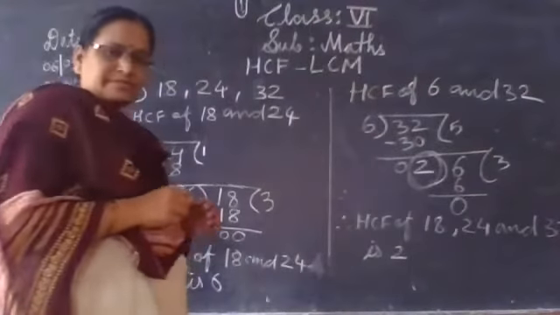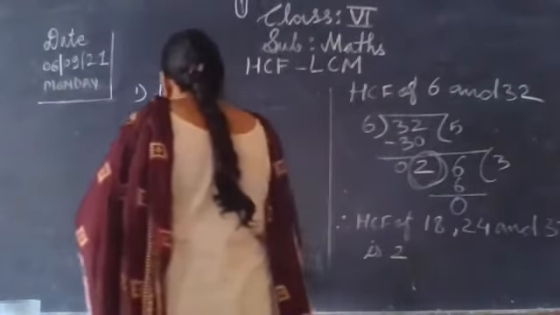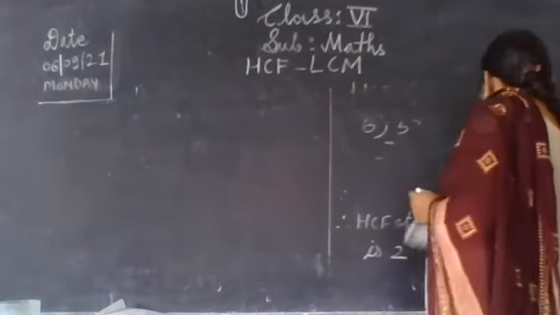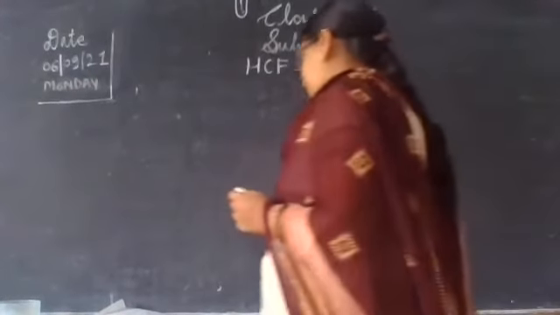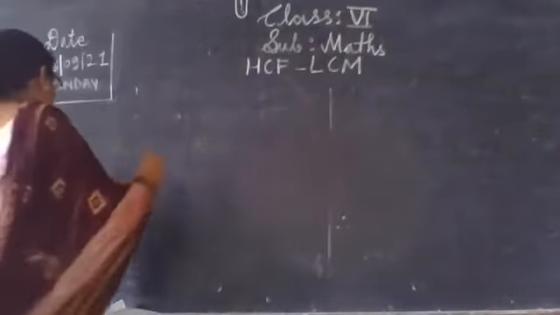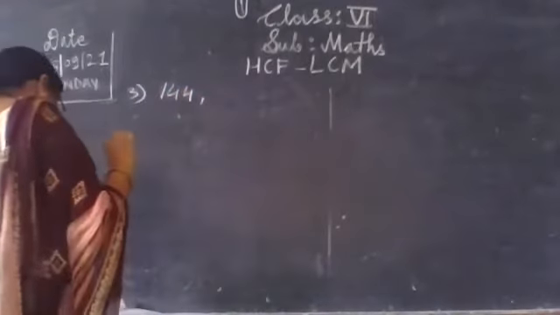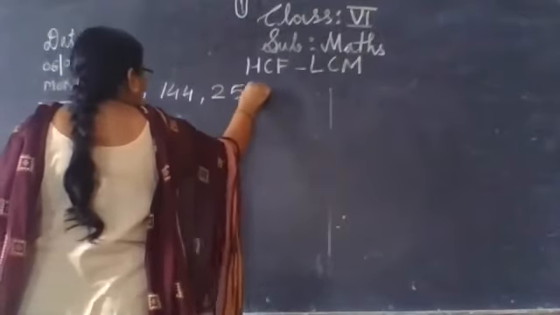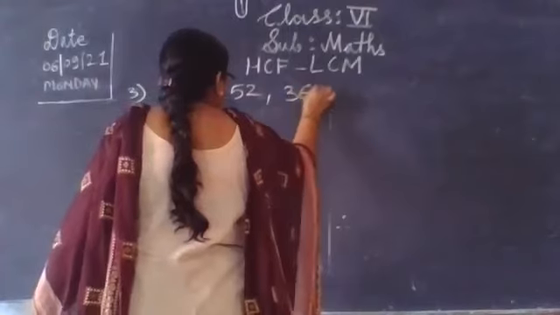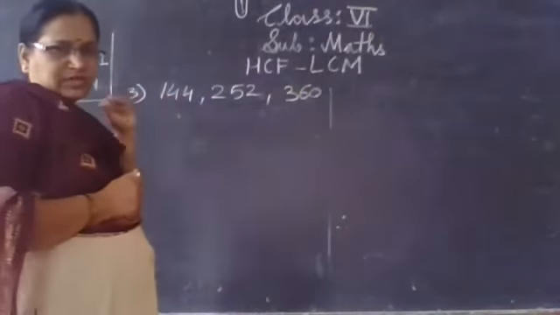So let's practice another question. Okay, let us take three-digit numbers. The numbers are 144, 252, and 630. So we will first find the HCF of the first two numbers.